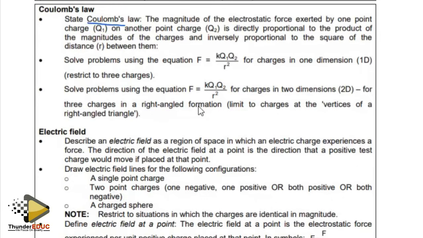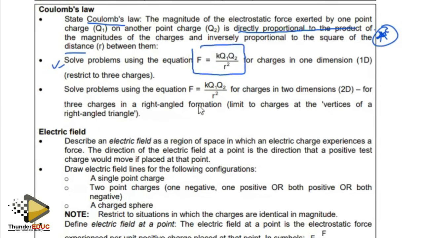That the magnitude of electrostatic force exerted by one point charge on another is directly proportional to the product of the magnitudes of the charges and inversely proportional to the square of the distance. So this and Newton's law of universal gravitation are just the same things. But as long as you get to know one, just change that side from masses and then bring charges here. The rest is history. Then 2, you need to solve problems using this formula.